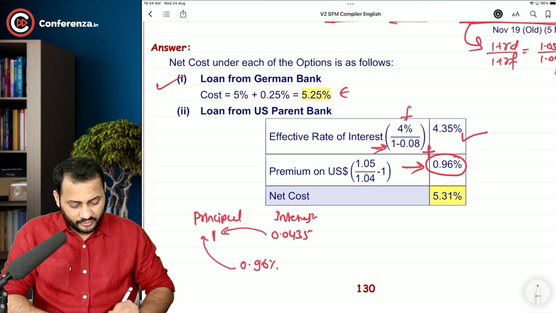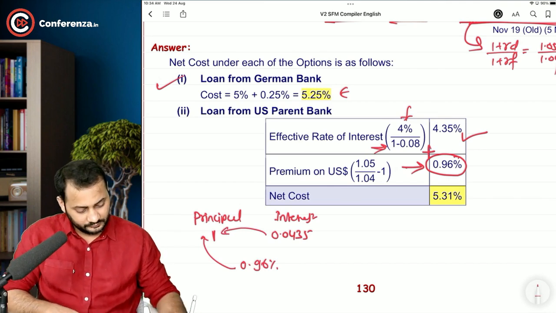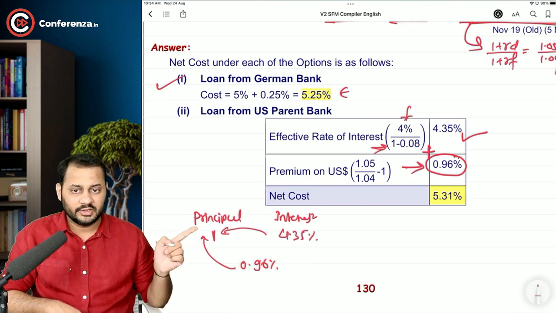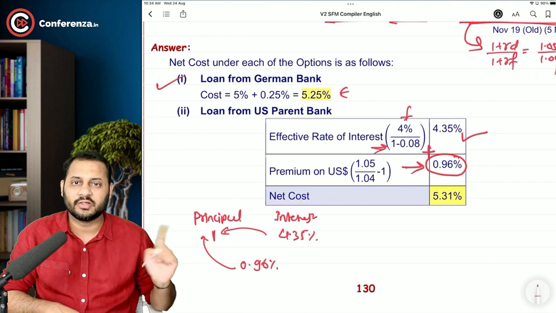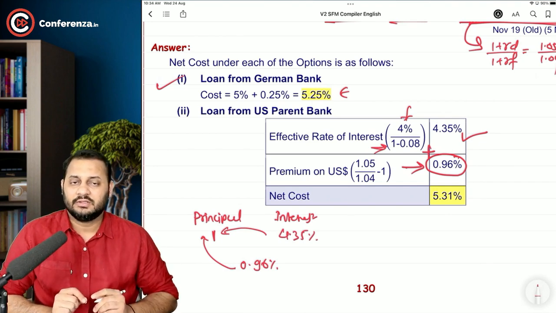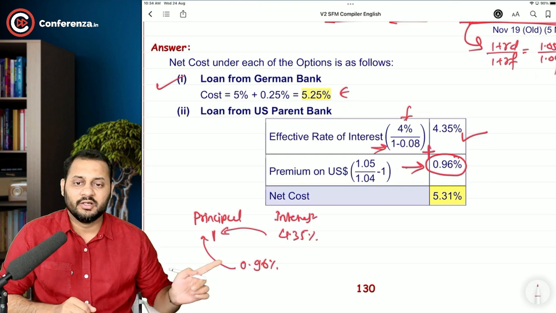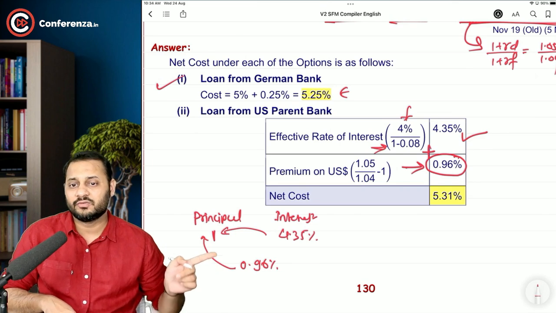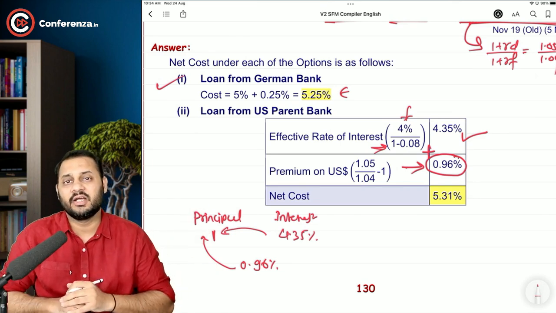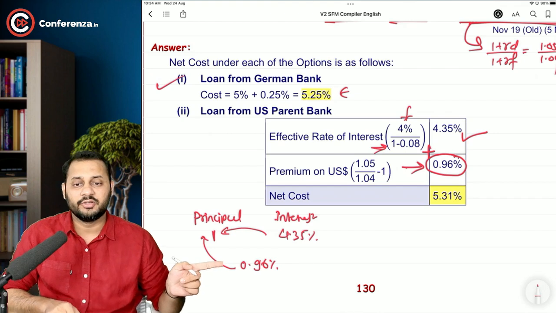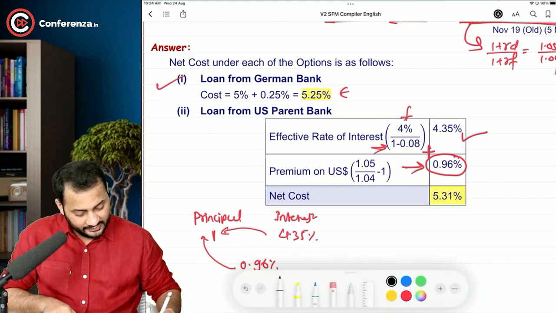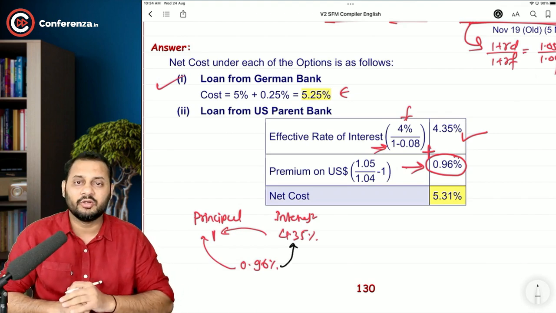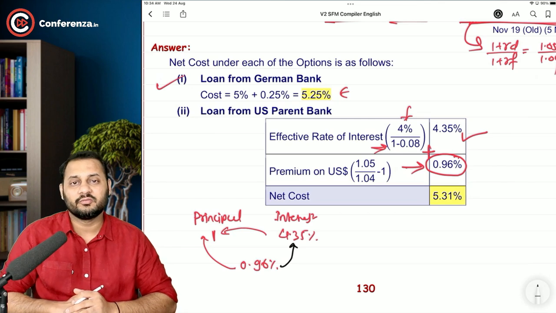So we applied 4.35% on 1, that is principal, and 0.96% on principal as well. Whereas at the end of the year, when you convert the cash flows with this much depreciation in the currency, all the cash flows including principal and interest will get converted, and it will be costlier to you by 0.96%. So practically speaking, what the institute has missed out is that this 0.96% is also applicable on the 4.35% interest cost.